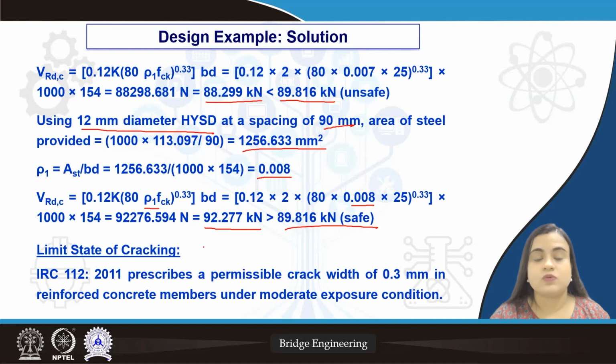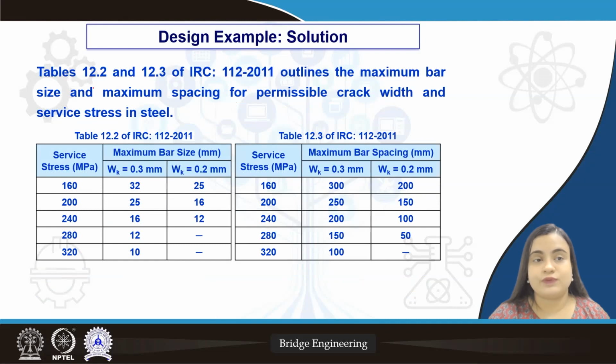Next step is to go for limit state of cracking. IRC 112:2011 prescribes a permissible crack width of 0.3 millimeter in reinforced concrete members under moderate exposure condition. So we can read table 12.2 and table 12.3 so as to look for the maximum bar size and maximum bar spacing for the service stress in the steel for permissible crack width of 0.3 millimeter. So first we are required to determine the service stress.